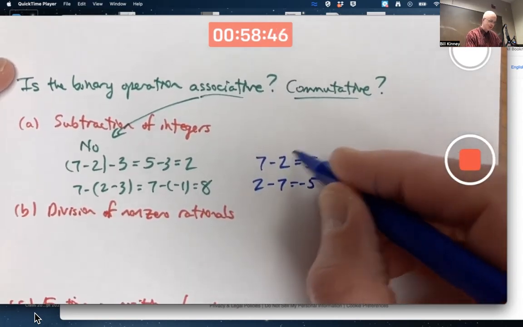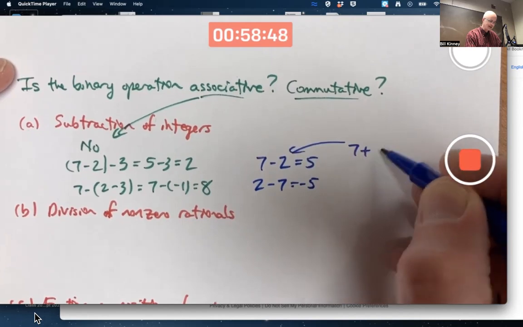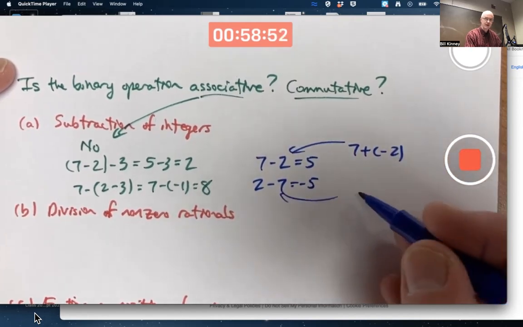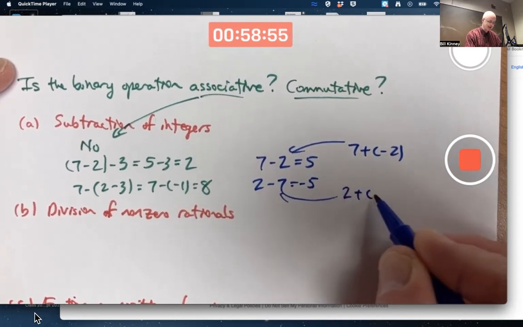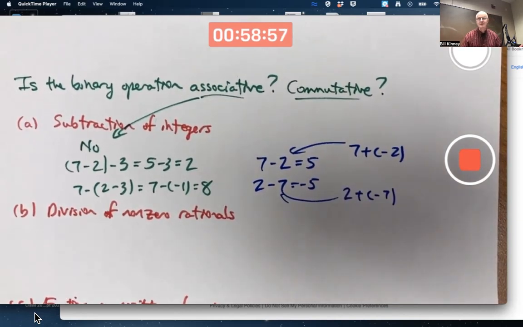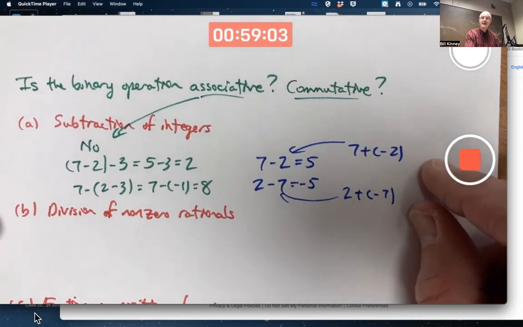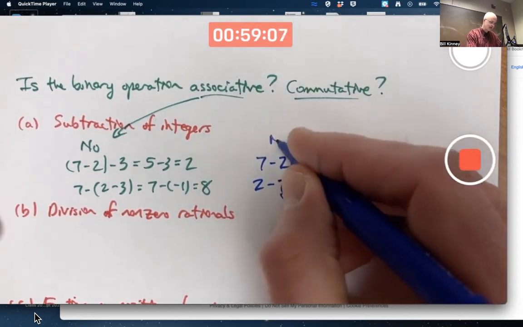7 minus 2 really means 7 plus negative 2, but 2 minus 7 means something different. It really means 2 plus negative 7. Those are different sums. So even if you think of subtraction as addition, it's not commutative because it has a different meaning in each case. So that's also no.